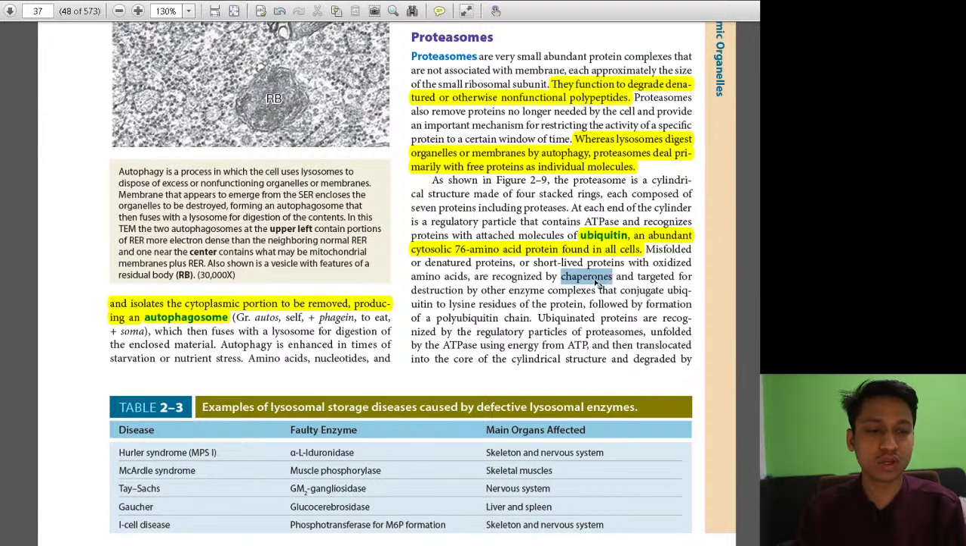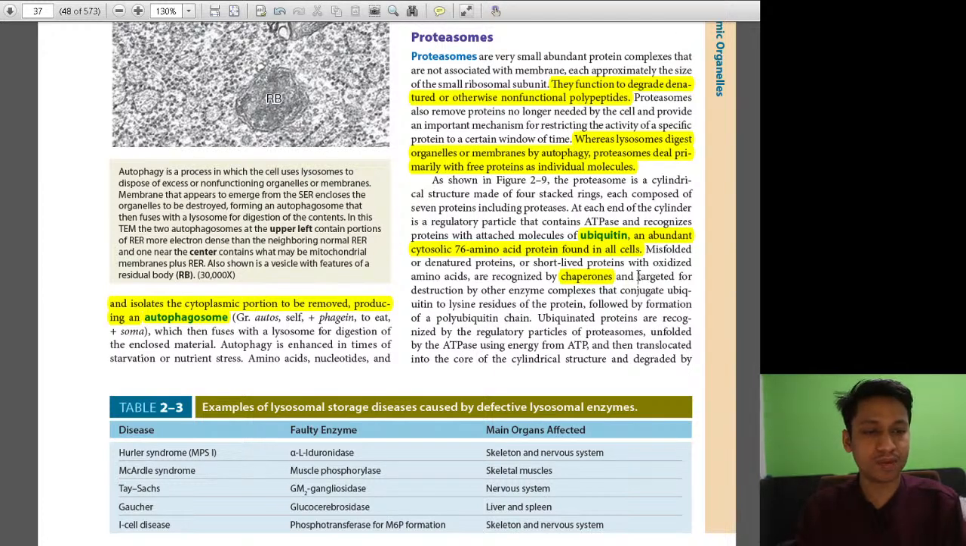we also saw the role of chaperones when we read about the endoplasmic reticulum. It is responsible for finding the non-functional proteins, the proteins that are unfolded and eventually become unstable. Chaperones are responsible for segregating and finding them, and they are targeted for destruction by other enzyme complexes that conjugate ubiquitin to lysine residues of the protein, followed by formation of a polyubiquitin chain.